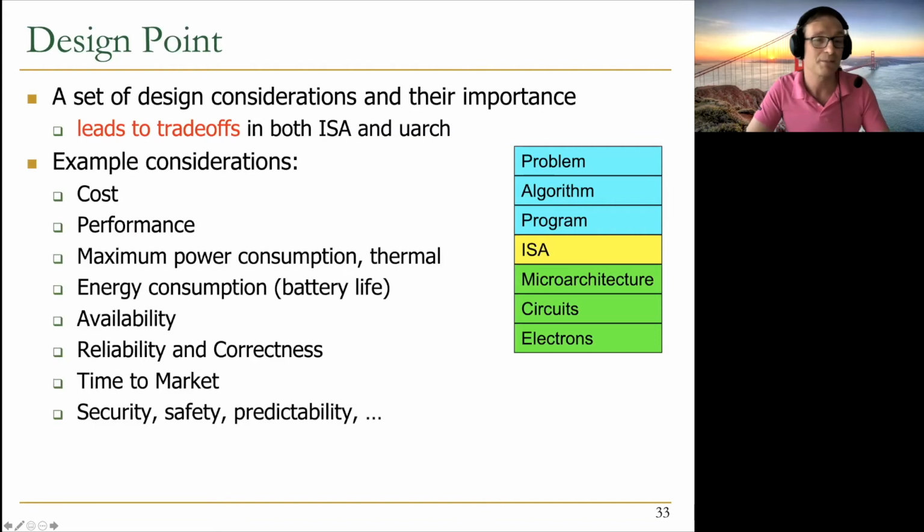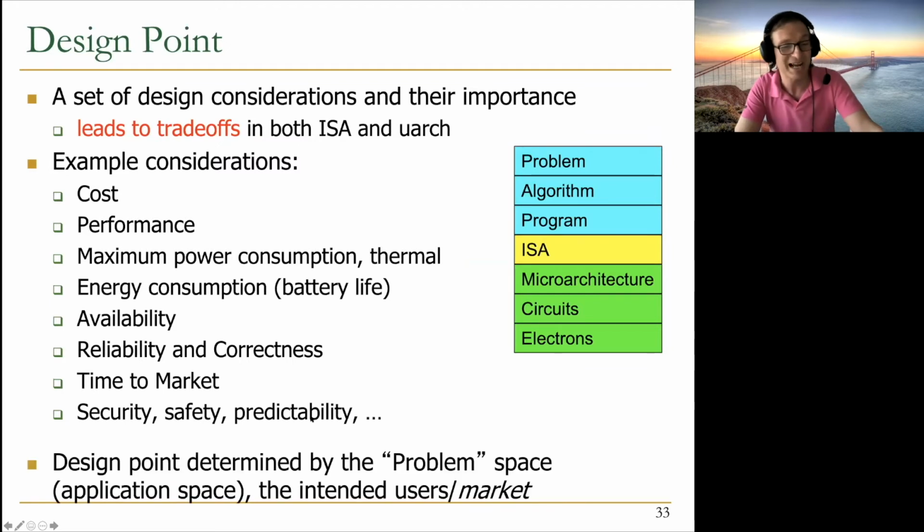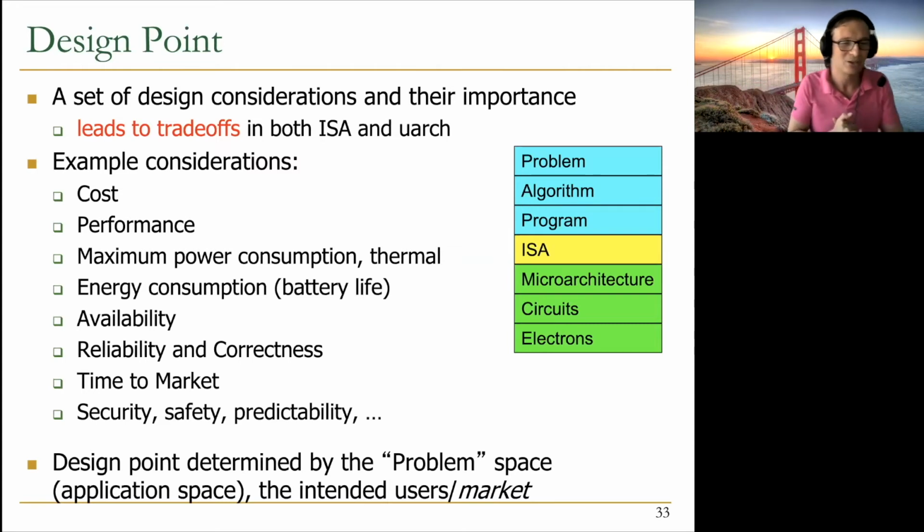There are many example constraints as we discussed earlier. I'm not going to cover them again. Cost, performance, power, energy, availability, reliability, time to market, correctness, security, safety, predictability, etc. As a designer or as a company, let's say, you need to figure out what is important to you so that you can win customers. That's your goal. And the design point is really determined by what you would like to do, the intended users and markets, the problem space, application space.